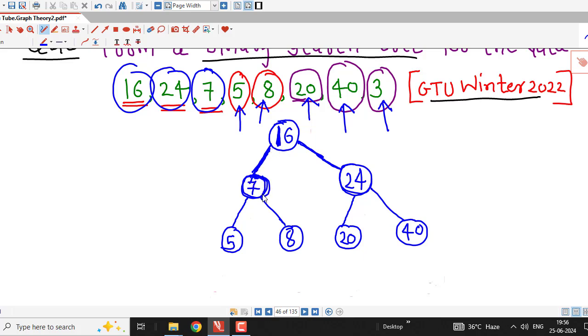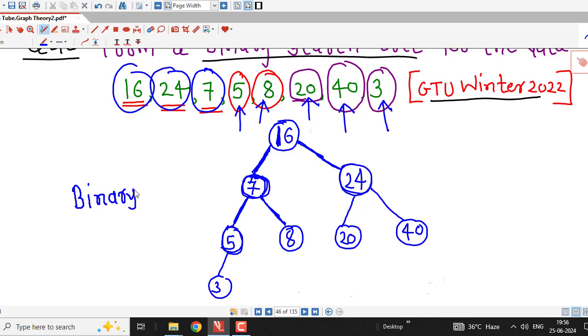Here we have 7. So again 3 is less than 7, so I should go to the left side of 7. I will not go in this direction because 3 is less than 7, so I will go in this direction, and next value is 5, which is greater than 3, or 3 is less than 5, so here I will put 3. And we can count the number of nodes: 1, 2, 3, 4, 5, 6, 7, 8. So this is the required binary search tree.